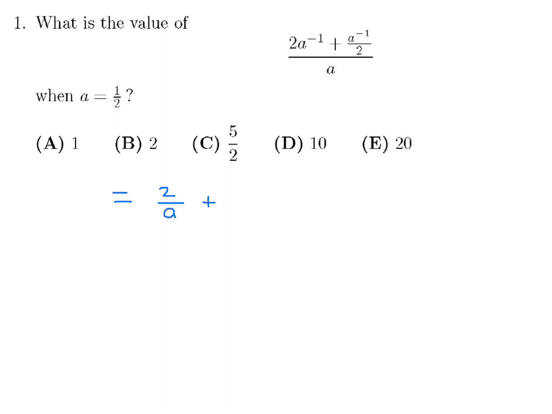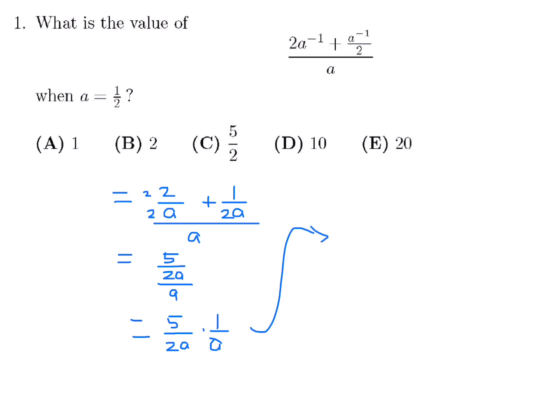It'll be 2 over a, and then 1 over 2a, all over a. This, if we get a common denominator, it'll be 4 plus 1, which is 5 over 2a, all over a. Invert and multiply, and you get 5 over 2a times 1 over a. And that becomes 5 over 2a squared. Now we'll substitute in a equals a half.